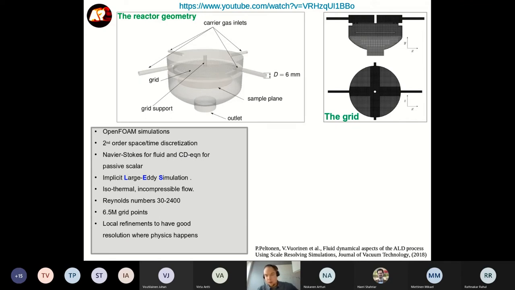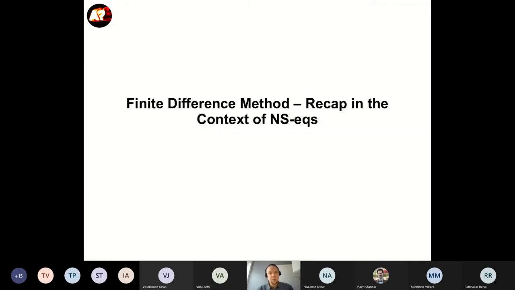So this was actually a publication, and I just wanted to show it as an example that you can do different kinds of things with OpenFOAM when you get more advanced. But on this course, we are mostly focusing on some basic cases, simple geometries, laminar flows.